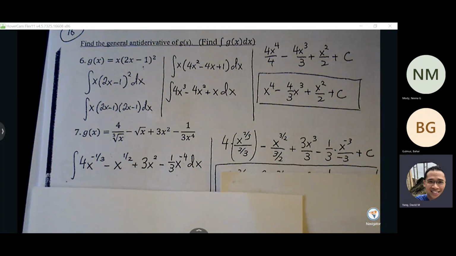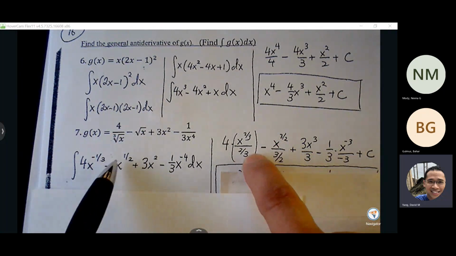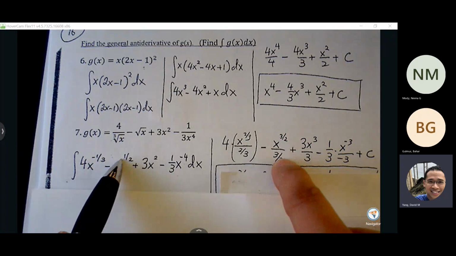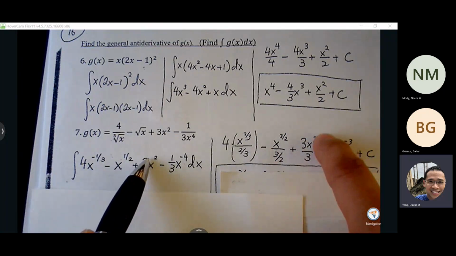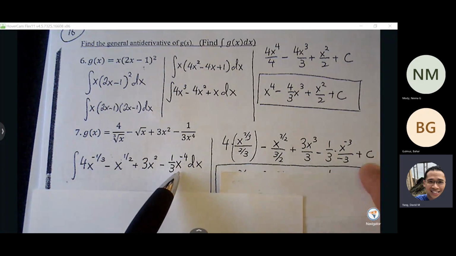Okay, adding 1 to the exponent. Negative 1/3 plus 3 over 3 is 2/3, dividing by that same value. 1/2 plus 1 is 3/2, dividing by that same value. X squared becomes x cubed over 3. X to the negative 4th becomes x to the negative 3 over negative 3, and then plus c.